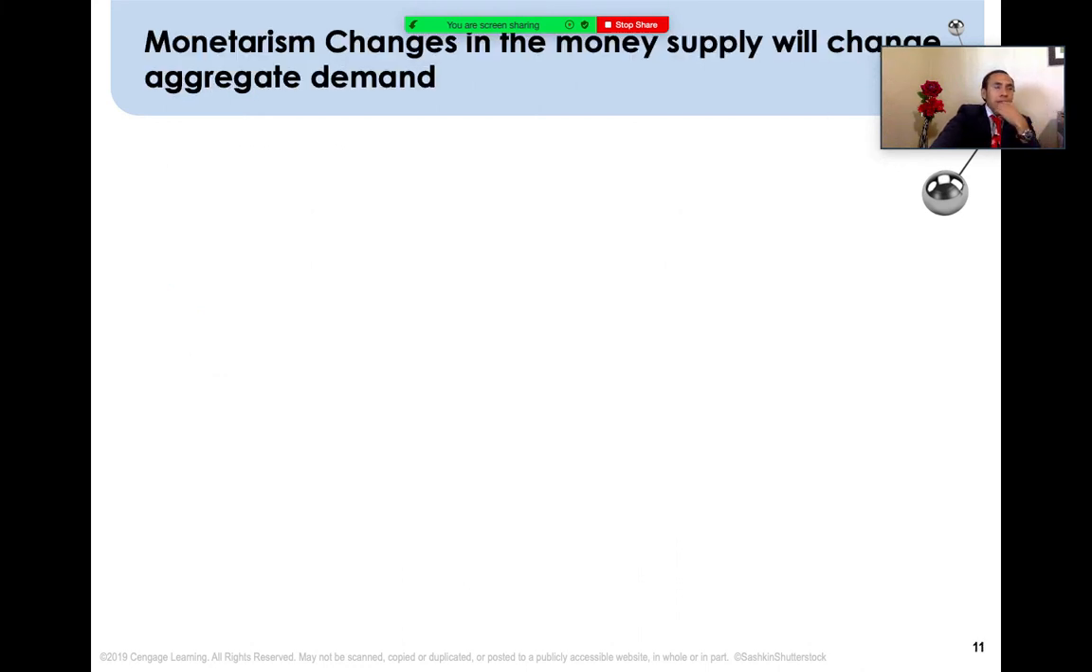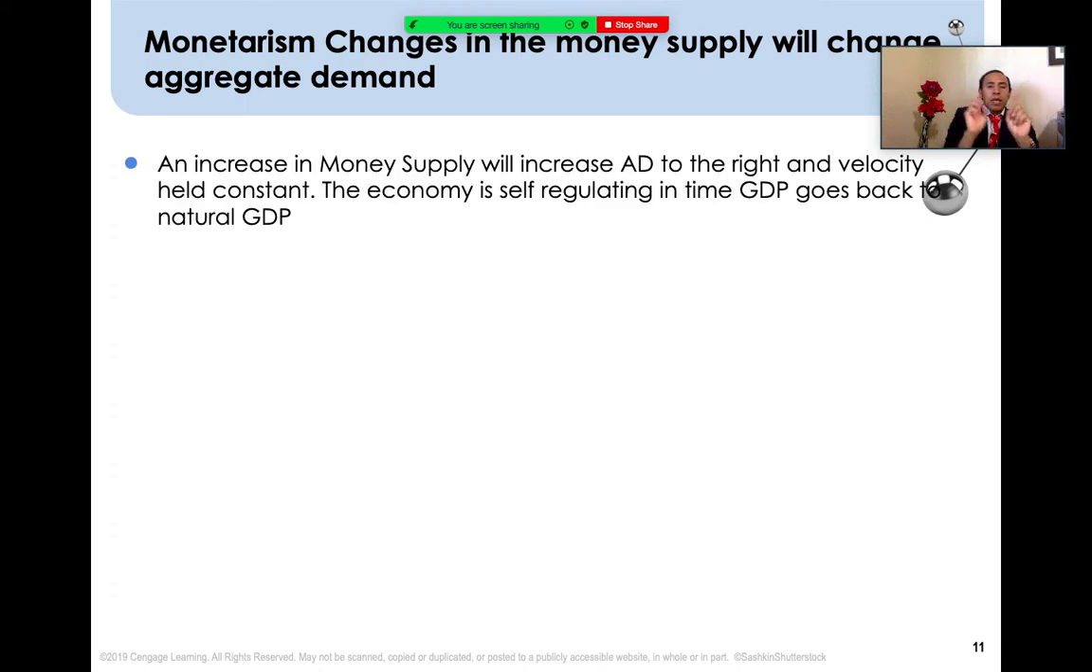Now, monetarism is a different approach to the aggregate demand, aggregate supply model, but it has the same fundamental principles. Here we have an increase in the money supply. If we have an increase in the money supply, it will increase aggregate demand, shifting it to the right, and velocity is held constant. The economy could be self-regulating, and it can go back to equilibrium. The first principle is very similar to the classical perspective. An increase in the money supply increases aggregate demand, and velocity is held constant.